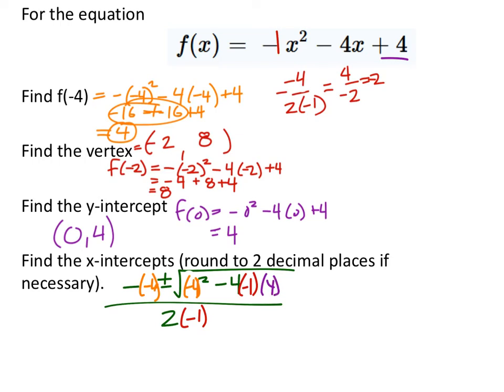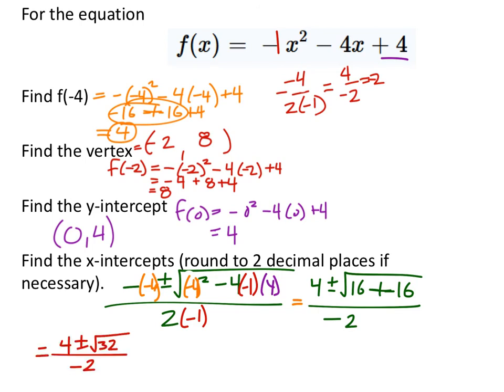So we'll just evaluate this. And, well, negative of negative 4 is 4. Plus or minus, negative 4 squared is 16. Minus 4 times negative 1 times 4 is actually negative 16. But that will end up being plus because of its minus, right? And then 2 times negative 1 is negative 2. 16 plus 16 is 32.